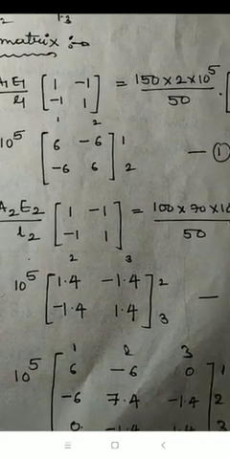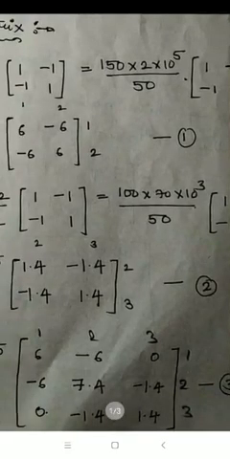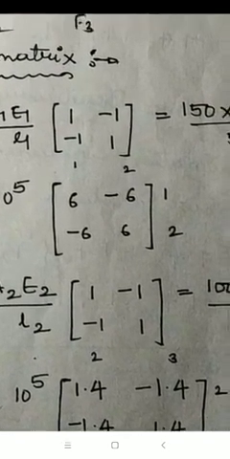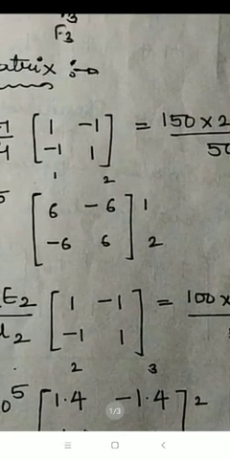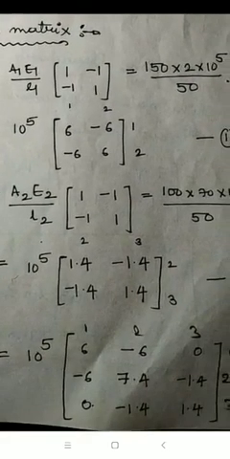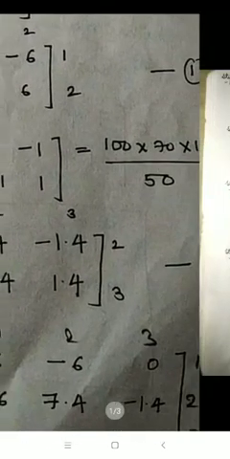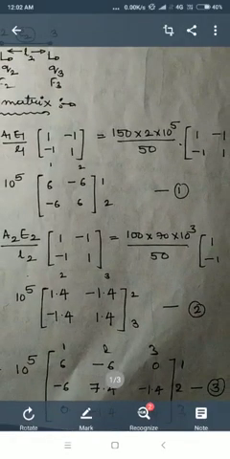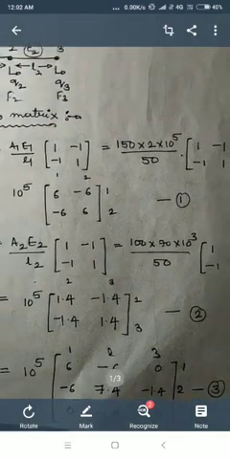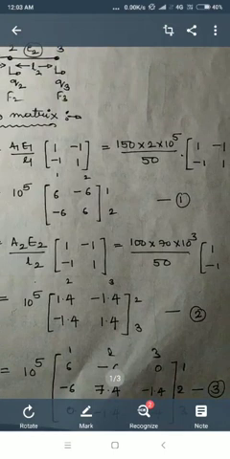Similarly, here at column number 2 and row 1, I have written minus 6. You can check that. In stiffness matrix 1, column 2, row 1, the value is minus 6. That's why in the global stiffness matrix I have written minus 6. Similarly, at column 3 and row 1, I have written 0. You can check both stiffness matrices. Column 3, row 1, there is no value. So I have written 0.